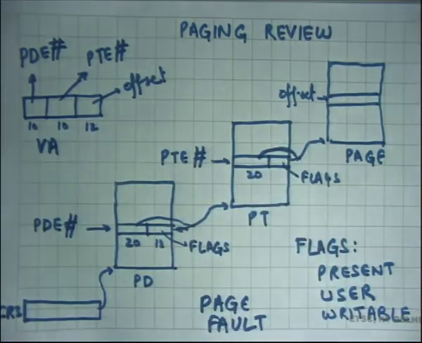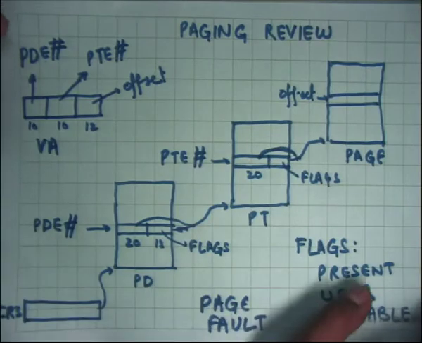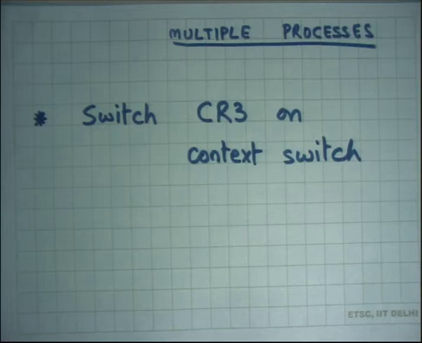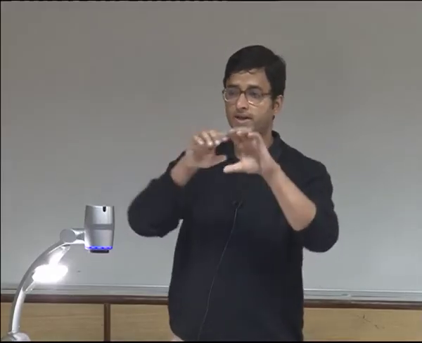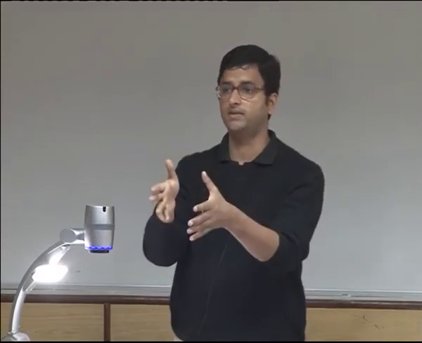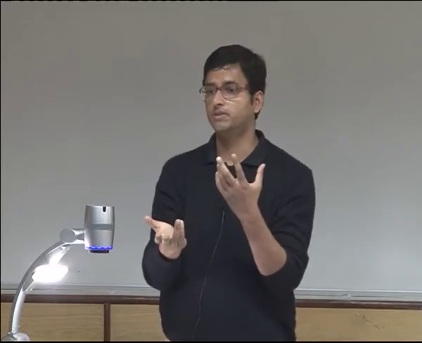All right. We said that an operating system can implement multiple processes or multiple address spaces by switching the page table on every context switch. Each time the operating system wants to change from P1 to P2, you change the CR3 value from P1's page directory to P2's page directory. You just load a new value into CR3 and you have a new page table.